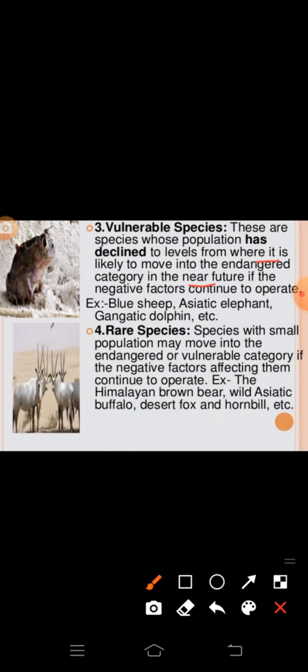Rare species are species with a small population that may move into the endangered or vulnerable category if the negative factors affecting them continue to operate. Example, the Himalayan brown bear, wild Asiatic buffalo, desert fox, and hornbill, etc.